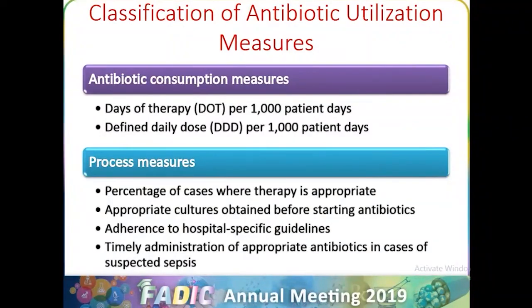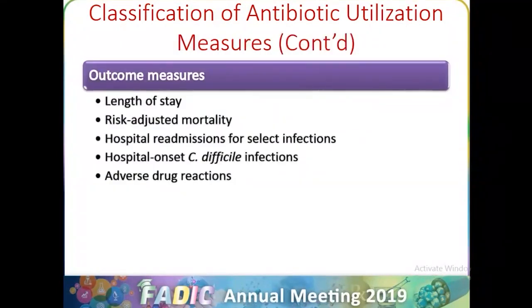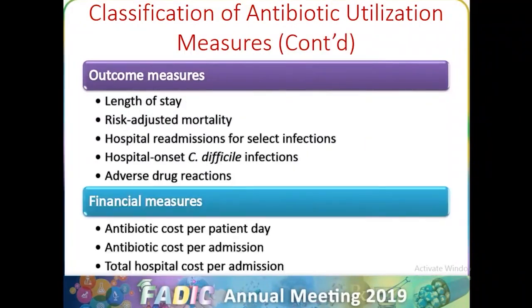So for the outcome measures, and these are actually the easiest to collect, they include the length of stay, how long the patient has been hospitalized or stayed in the ICU, for example, and risk-adjusted mortality. So not only assessing the rates of mortality, but also assessing what risk factors were associated with this mortality. Was it a certain drug resistance? Was it a certain comorbidity, and so forth?